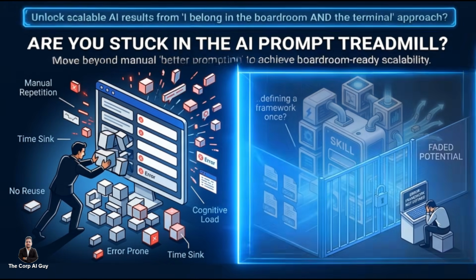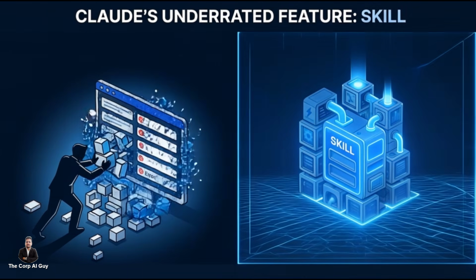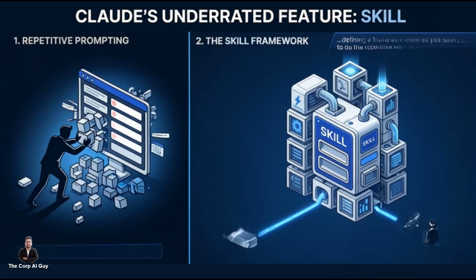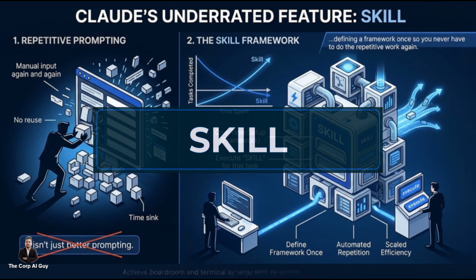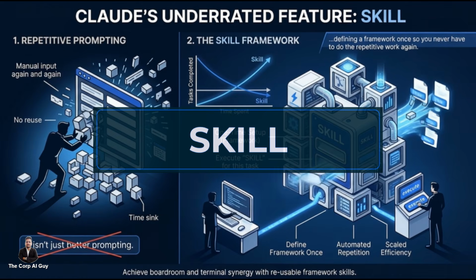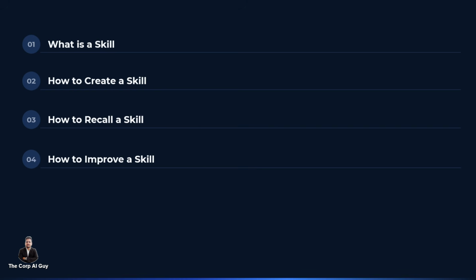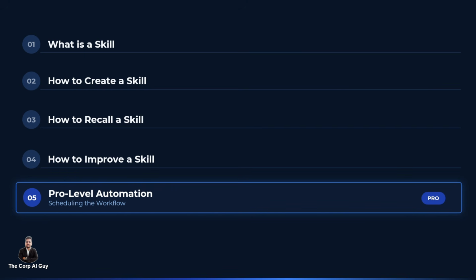The secret isn't just better prompting. It's about defining a framework once so you never have to do the repetitive work again. That is Claude's most underrated feature, skill. Today, we are breaking down what a skill is, how to build one, and how to deploy your own custom AI agents. I've broken this guide into 6 parts, but parts 5 and 6 are the absolute must-watches.